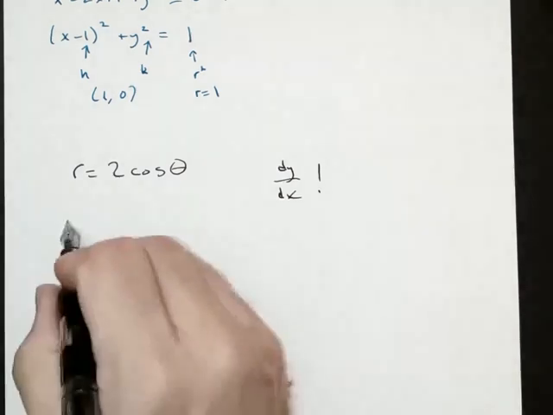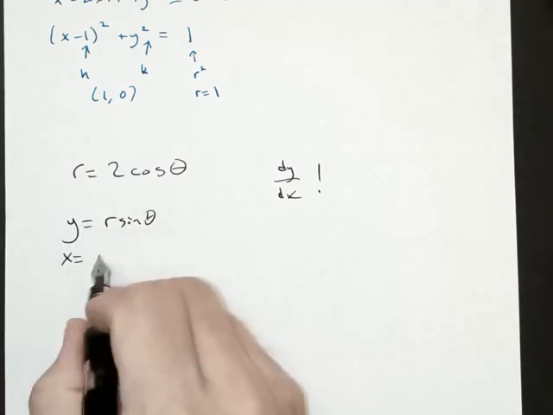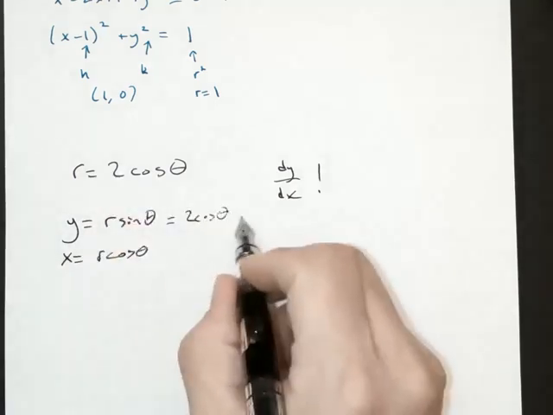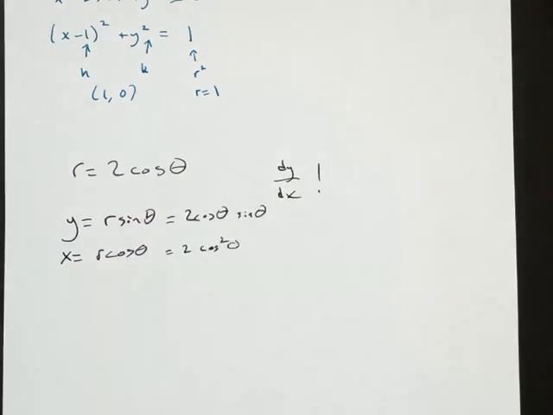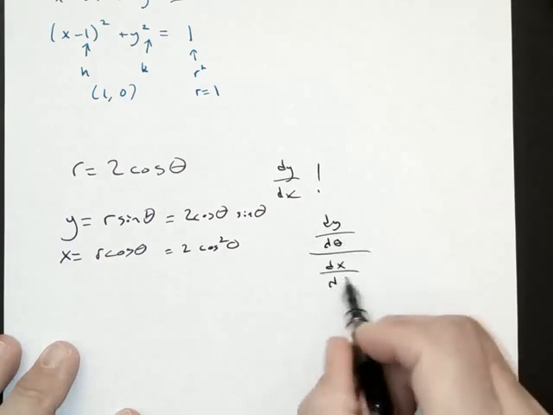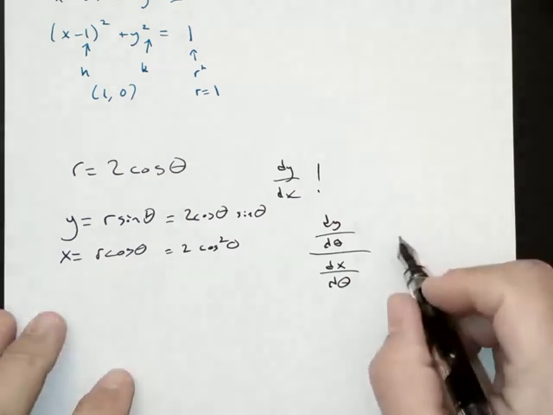Almost. What I think about is y equals r sine theta and x equals r cosine theta. So you're right, I'm going to write 2 cosine theta sine theta and 2 cosine squared theta. And now I do the derivatives of those: dy d theta over dx d theta, just like I was in parametric, only I'm treating theta like I treated t.